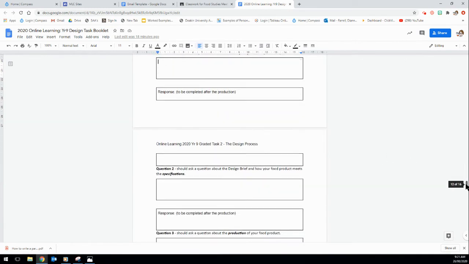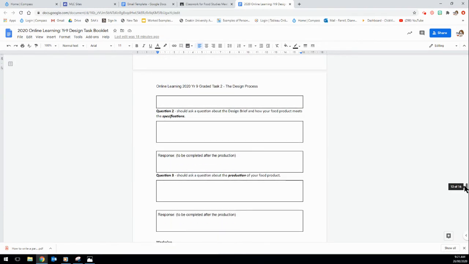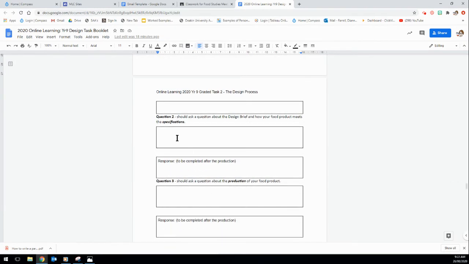Moving down to the next one. So question 2. Okay, so question 2, you're going to, again, look at the design brief, and my hint here is to say that you should ask a question about the design brief and how your food product meets the specifications. So we have talked extensively about the specifications. The specifications come into 2 categories. They come into constraints and considerations. Constraints are rules, considerations are options.